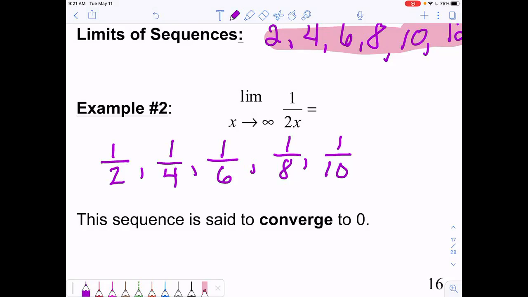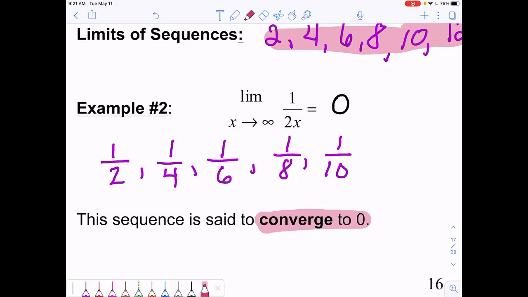What are they getting closer and closer to? 0. So because the terms of the sequence are getting closer to 0, the limit of the sequence is going to be 0. We use a special word when it's a sequence and it's converging. They're getting closer and closer to the value of 0. So we say they converge to 0. Fancy name. The limit is 0.